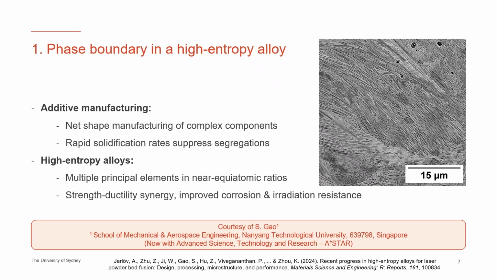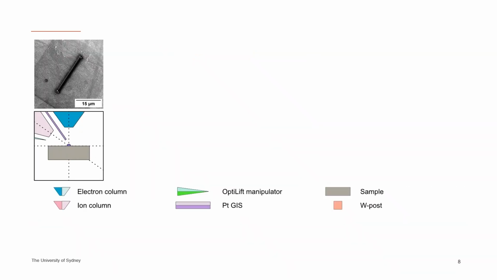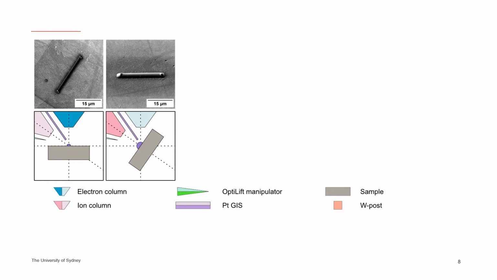To learn more about the metallurgy of these materials, I recommend following the work by Shubo Gao, who was at Nanyang Technological University at the time and is now with A*STAR. For this sample, we have chosen the most conventional approach by protecting the region of interest with an electron beam platinum deposition, as you can see in the top left micrograph. This platinum cap is then reinforced with a low energy ion beam and tilting the sample to 55 degrees.